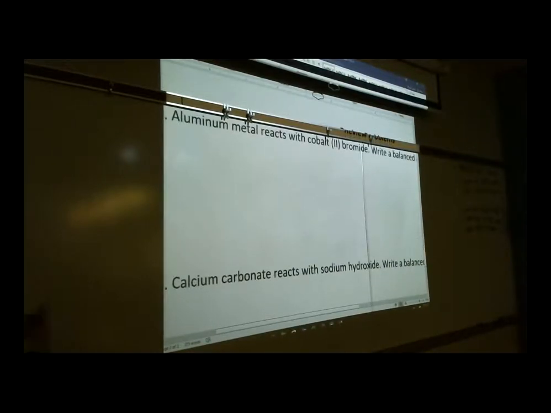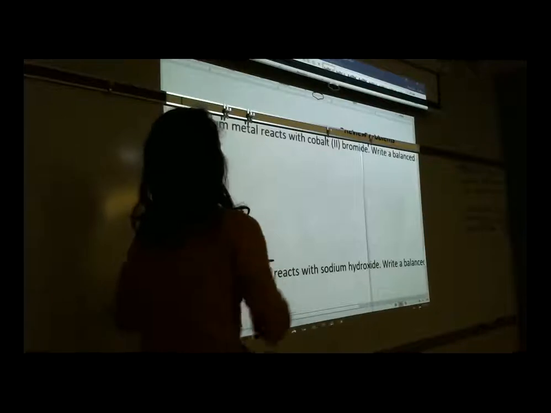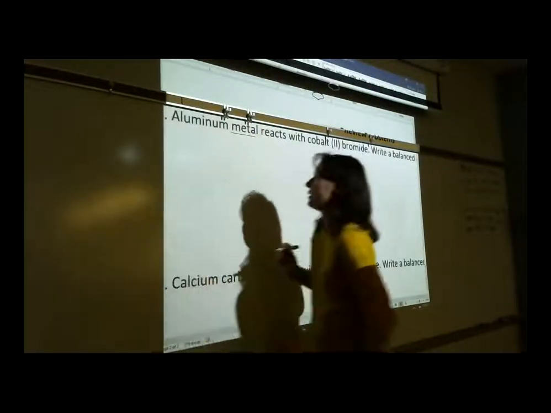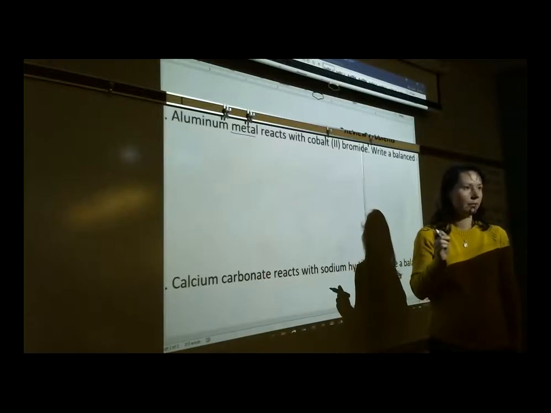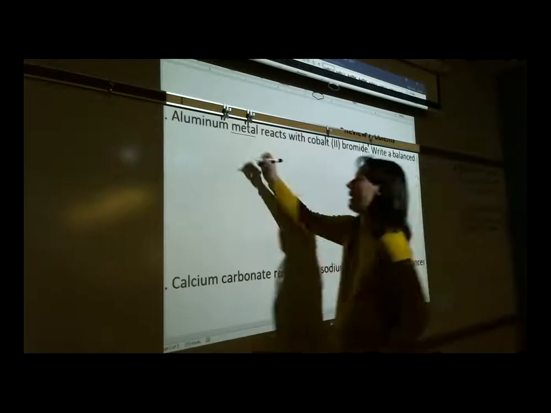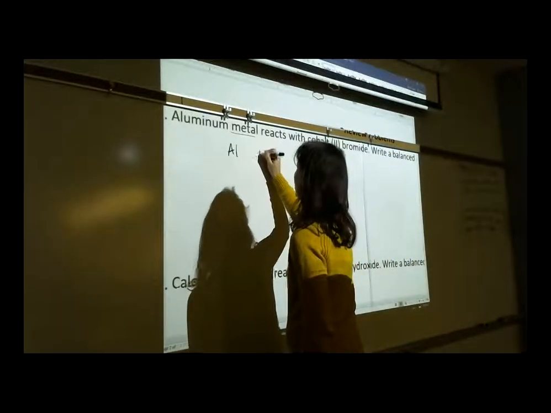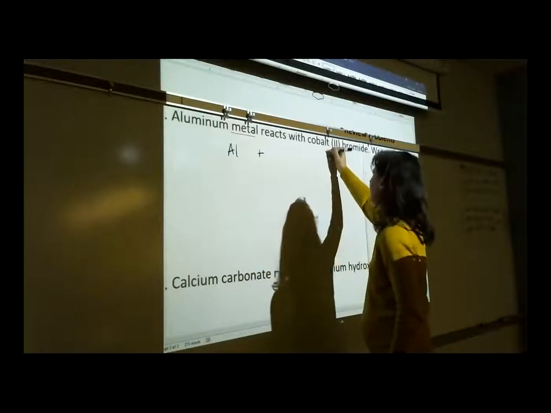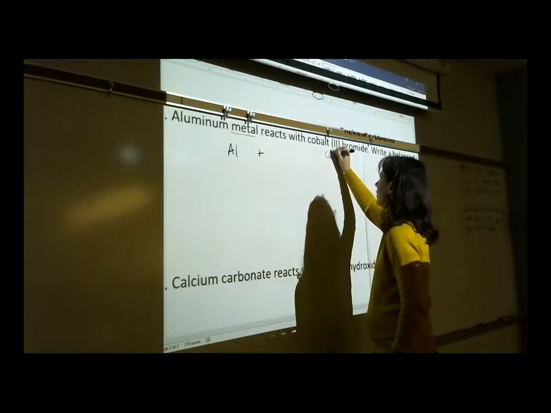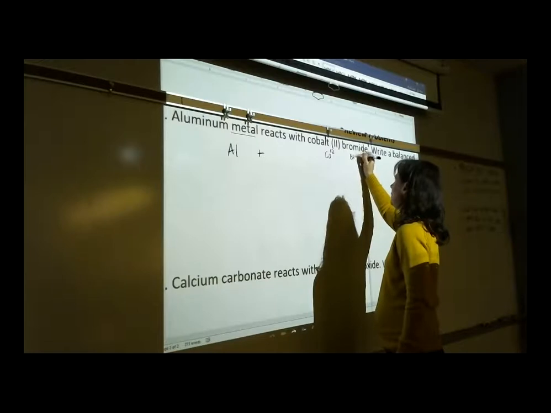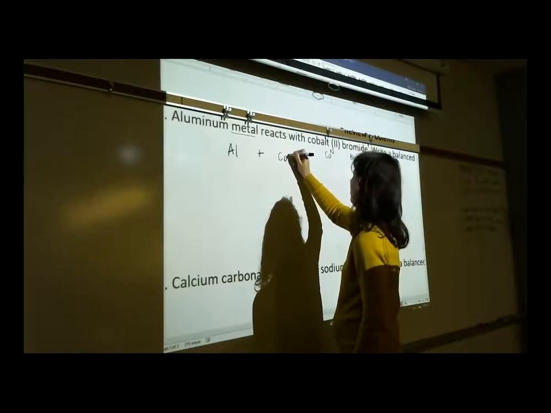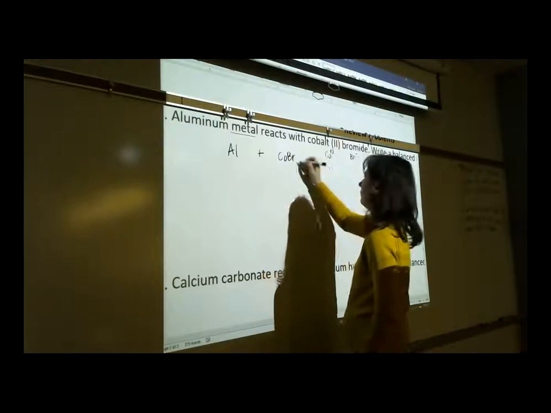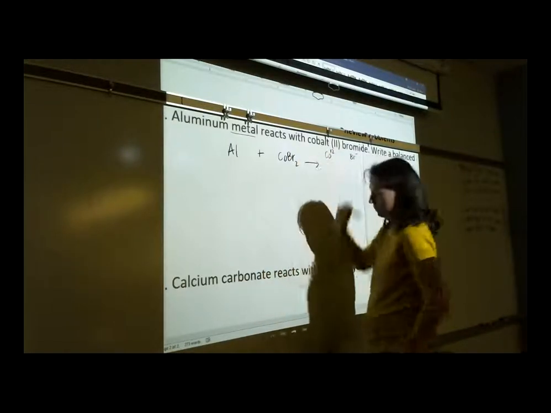Aluminum metal reacts with cobalt-2 bromide. When you see the word metal, does that mean ion or not ion? Is there a charge on the aluminum metal? No, it's just straight up Al. And cobalt-2 bromide, that 2 tells me it's Co2+. Bromide is Br-. So what's the formula? CoBr2. Okay.